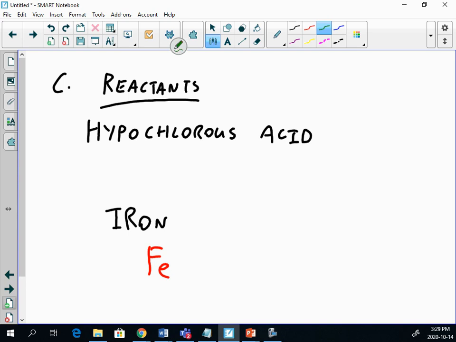Hypochlorous acid is a bit tougher. If I'm looking for hypochlorous acid, I need to find the hypochlorite ion, which is the ClO ion with a -1 charge. And let's make it an acid. We'll balance with H+, and we will get HClO.